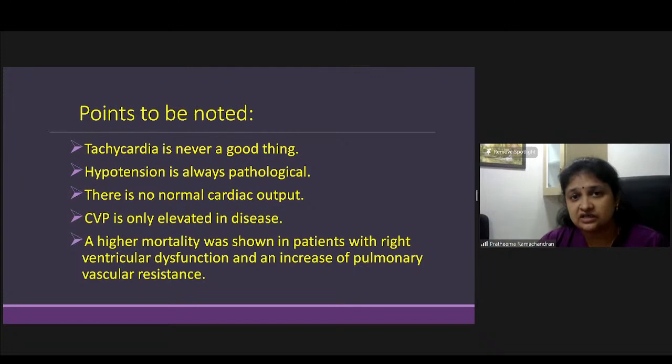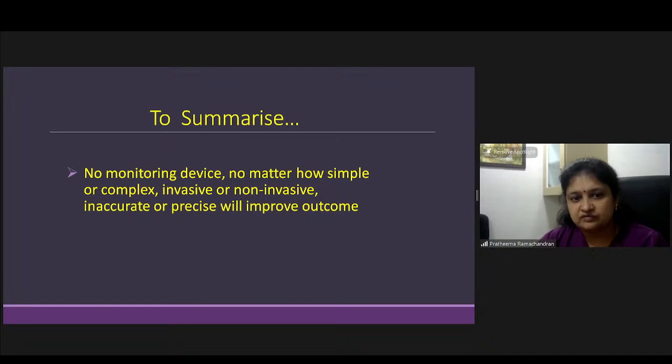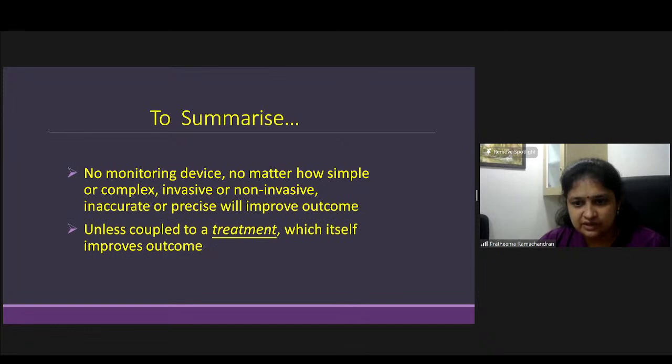So we have to have more devices looking at the right ventricle also. To summarize, no monitoring device, even if it is simple or complex, invasive or non-invasive, is going to be very accurate or precise. So whatever it is, it cannot by itself improve the outcome. It is the judgment and the treatment, and the doctor or the medical treating team, that makes the difference in improving the outcome, because it should be judiciously used.